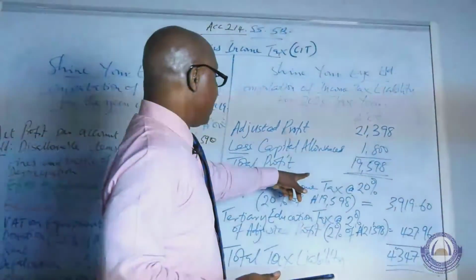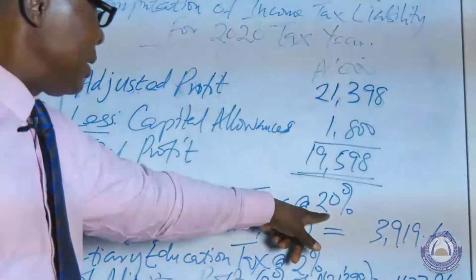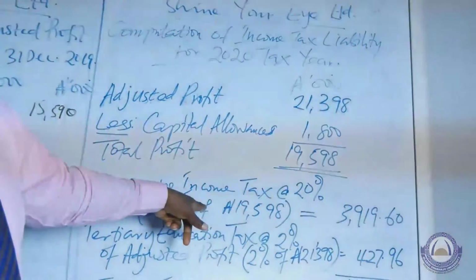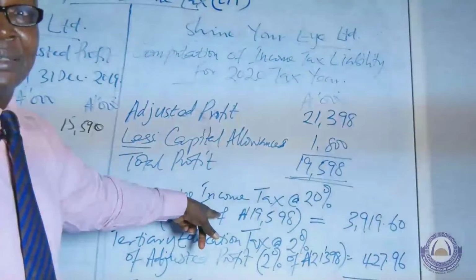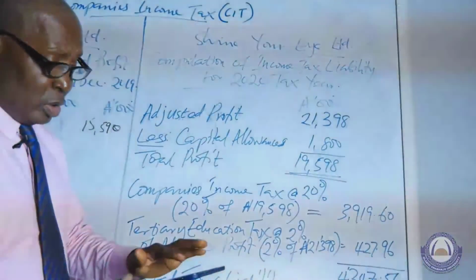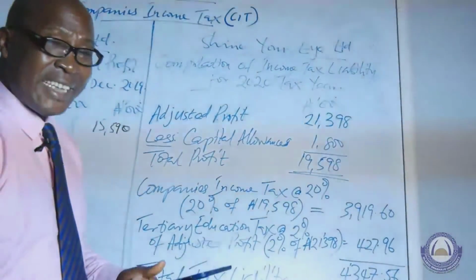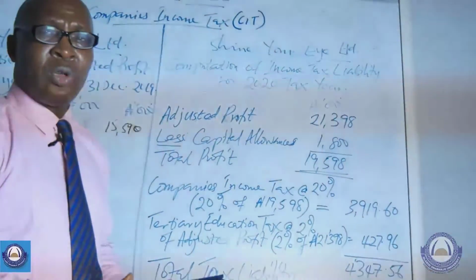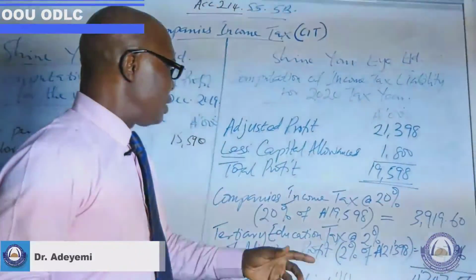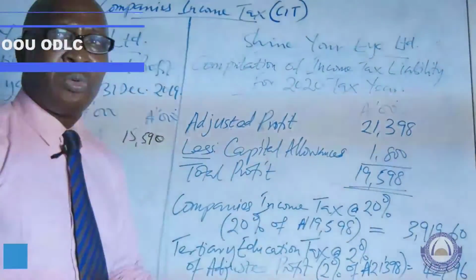And company income tax will be paid at 20%. Why is company income tax paid at 20%? We are talking of 2020. As at this year, the 2019 Finance Act has taken effect. And from the question that's given to us, the turnover of the company for that year was 85 million. 85 million is within the band of 25 million and 100 million. So for that band, 20% is the rate of tax payable on their assessable profit.